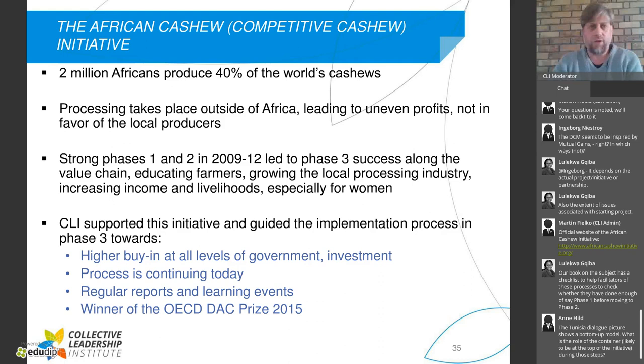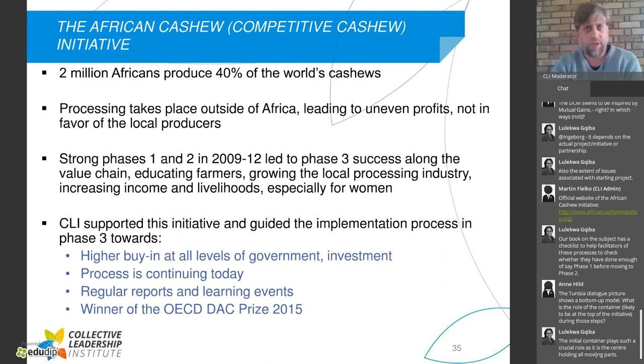So the Collective Leadership Institute, which was guiding this process in the implementation phase, really was looking for a higher buy-in at all levels of government, and that was achieved in phase three. And that process, as I said, is continuing today. There are and have been regular reports and learning events. And actually, this entire initiative, which was scaled up, has changed its name now, and I think it's called the Competitive Cashew Initiative, in a different phase. So it moved into a phase four, but it actually won the OECD's Development Assistance Committee Prize in 2015.